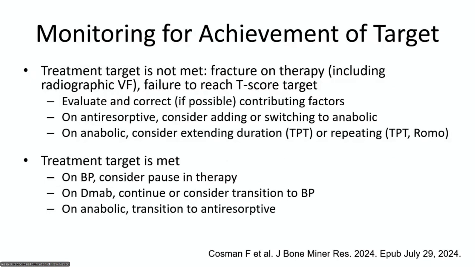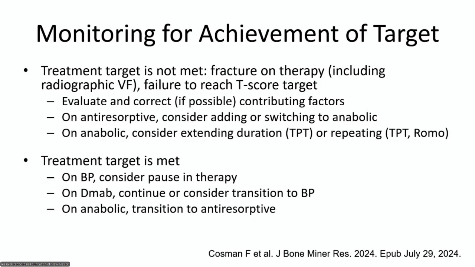Now, monitoring is important, of course, with this. If the treatment target is not met, such as having a fracture on therapy, which of course nobody likes, this includes radiographic vertebral fractures. If they fail to reach a T-score target, or if they're not on a pathway to meet the T-score target, then we want to reevaluate the patient and correct, if correctable, any contributing factors.